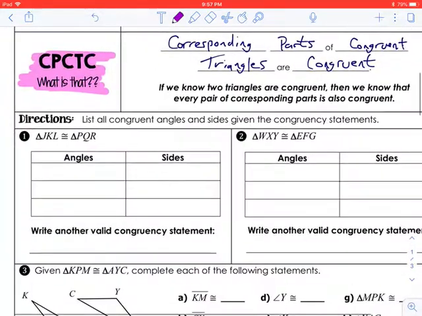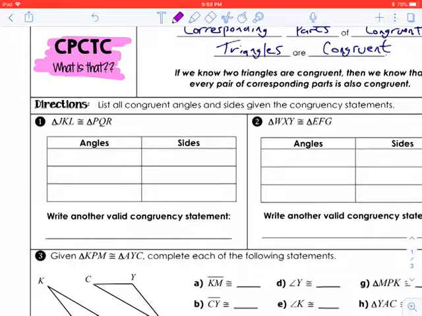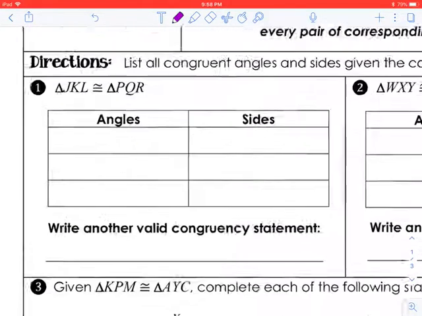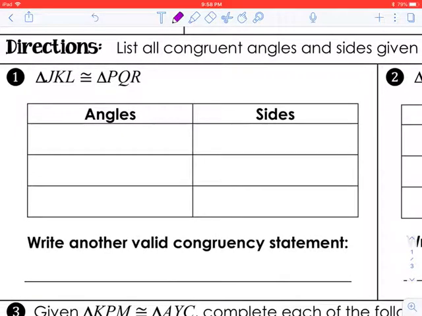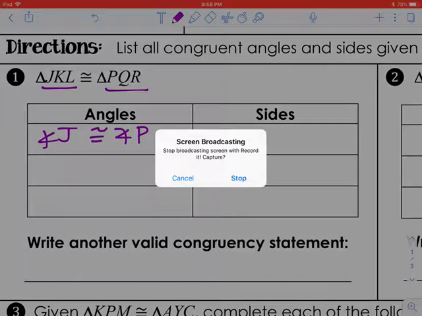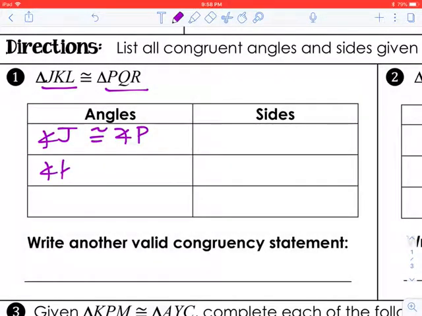All right, so this first one, number one, says list all the congruent angles and sides based on the congruency statement. So we don't even have to have a picture here. If you look at this, JKL is congruent to PQR. The angles are just the letters. So angle J is congruent to angle P because they're both first. Same thing, angle K is the middle, angle Q is the middle, so those are congruent. And angle L is congruent to angle R because those are both the last angle listed.